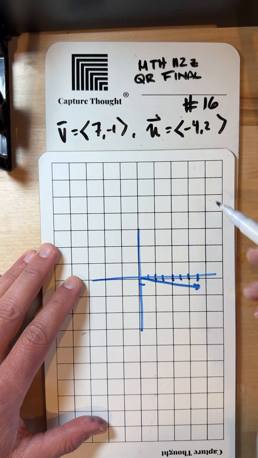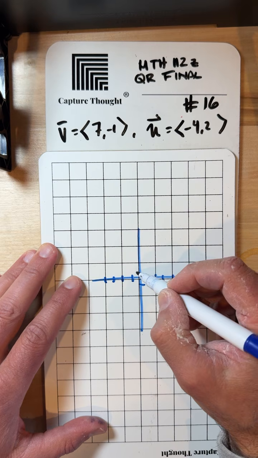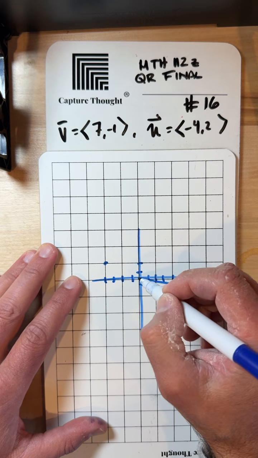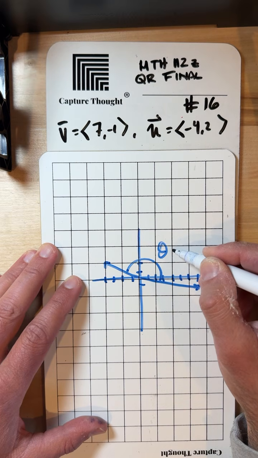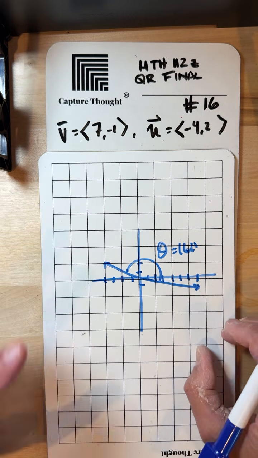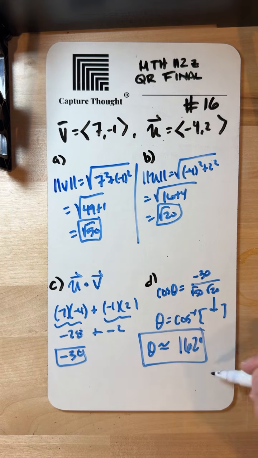There's vector v. -4, 2. So 1, 2, 3, 4, 1, 2. That guy's there like that. So if I draw that angle, that theta looks to be about 162 degrees. So that looks like it's a feasible answer for us when calculating it, doing it this way.